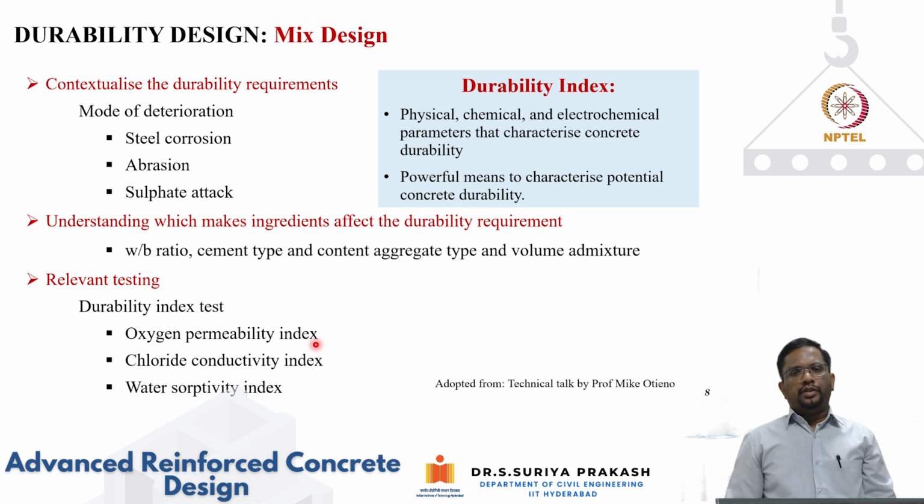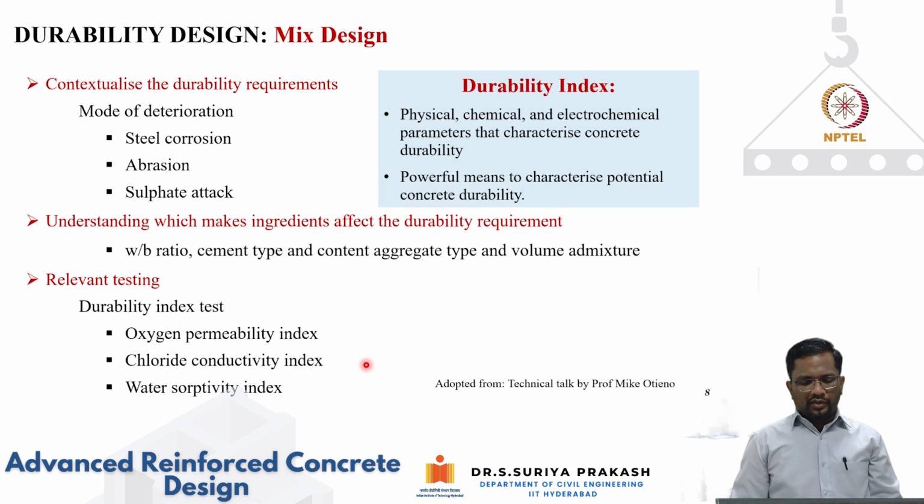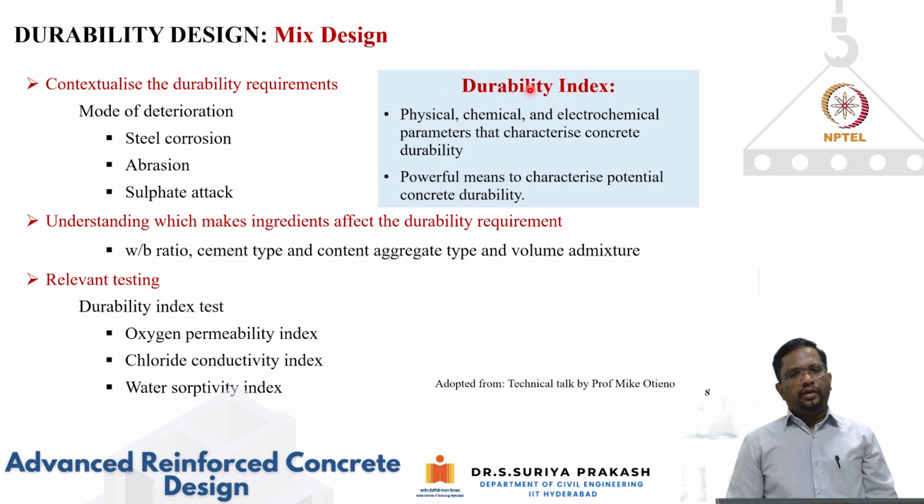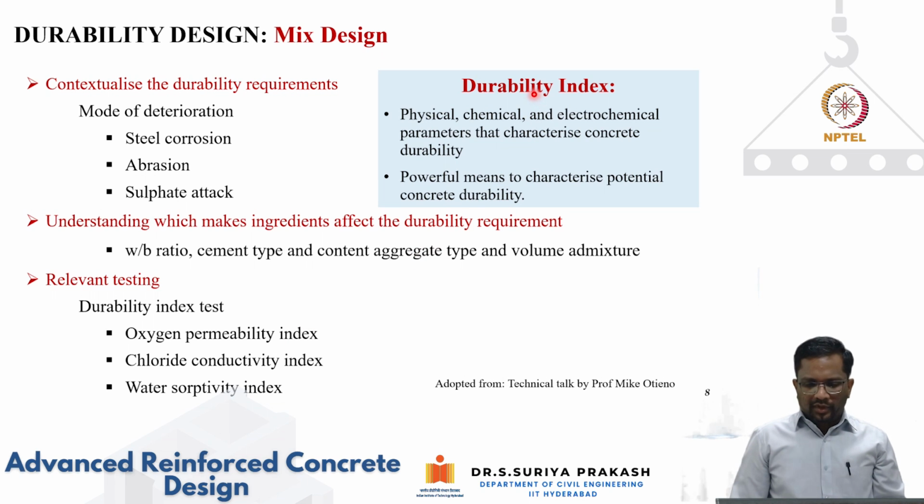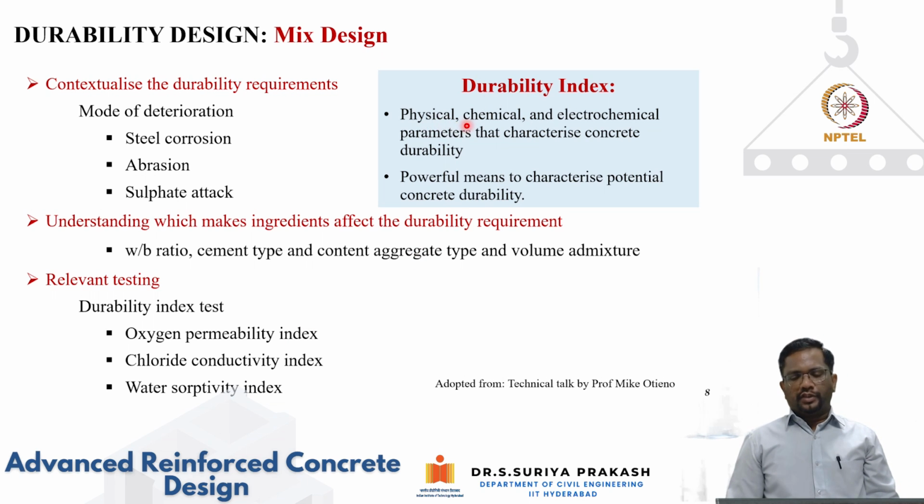One is the oxygen permeability index to measure the carbonation, CO2 penetration, and the chloride conductivity test, where we do either the RCPT test or some test to see the chloride conductivity. Another one is the water sorptivity test for assessing the water absorption. Now we can also come up with an index combination of all these three values. In that way we can define a durability index using all these three indexes. A durability index basically gives you physical, chemical, and electrochemical parameters that characterize the concrete durability.